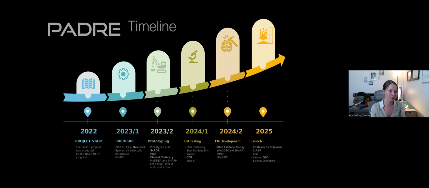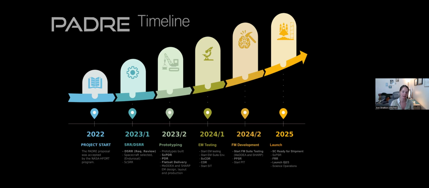Once you write a proposal, it sits in a proposal cycle for a while. And then we finally get to this 2022 project start. So it's selected and accepted by the NASA H4 program. It then goes through review and design review where you set up the rest of the mission timeline. From there, it takes years to go through prototyping, EM testing, which I'll get into what that is, but engineering model testing, flight model development, and then eventually launch.